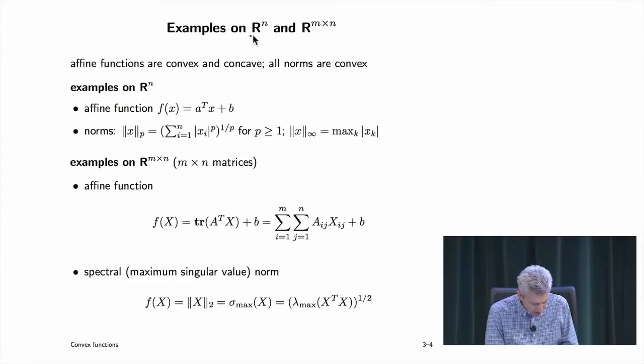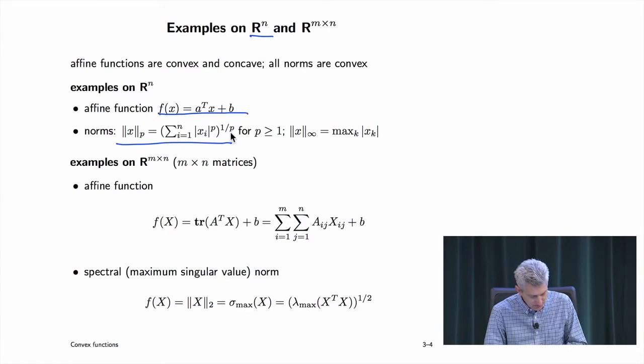Okay, let's look at some functions on Rn. Here, a general affine function that's both convex and concave. A norm. So any norm is convex.